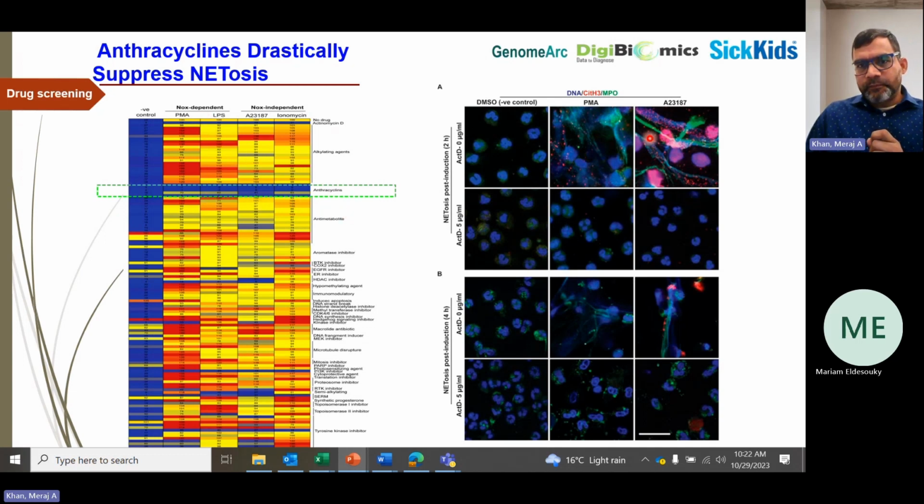And here we can see the beautiful structure of NETs stained with DNA, citrullinated histone, as I mentioned in the previous slide, and MPO, myeloperoxidase, which is also a key neutrophil enzyme. We can see how the NETs, the strings, are there, along with these target proteins, citrullinated histone and MPO. But in the case of the drug, the NETosis is completely inhibited.